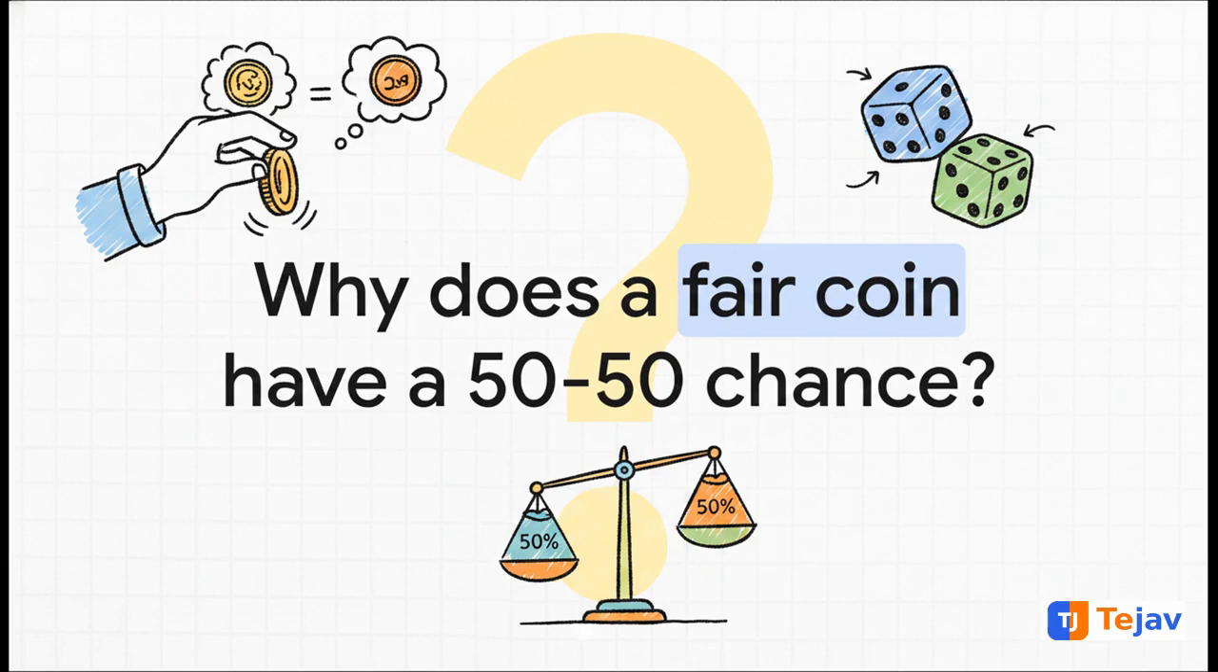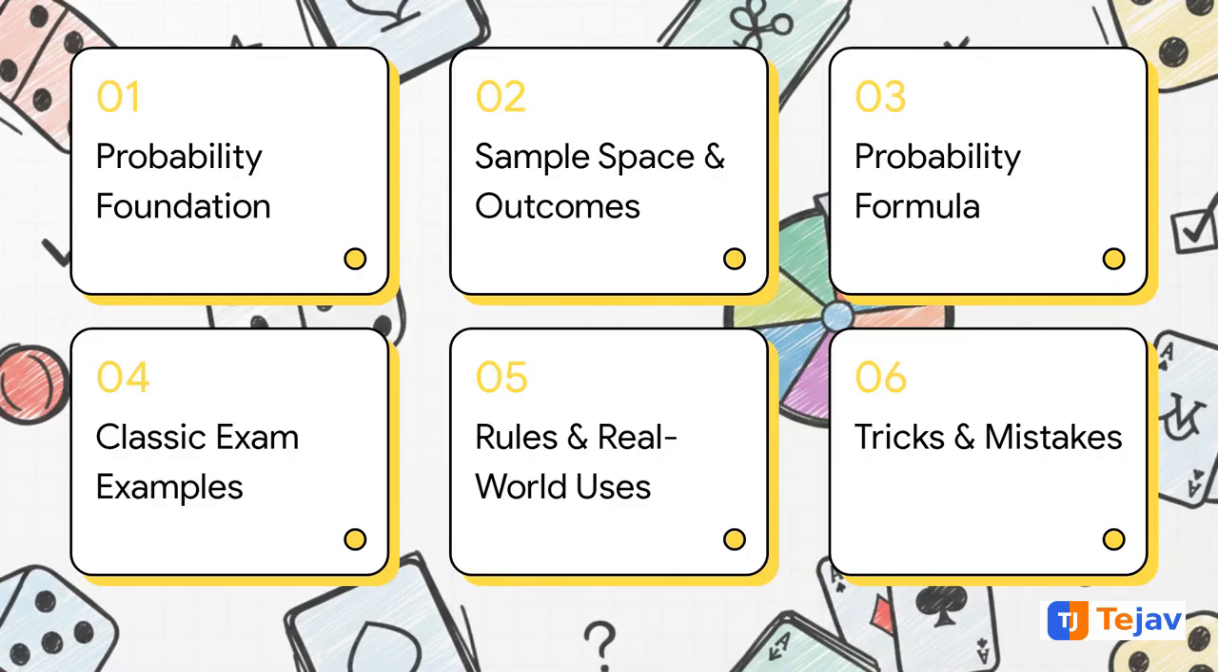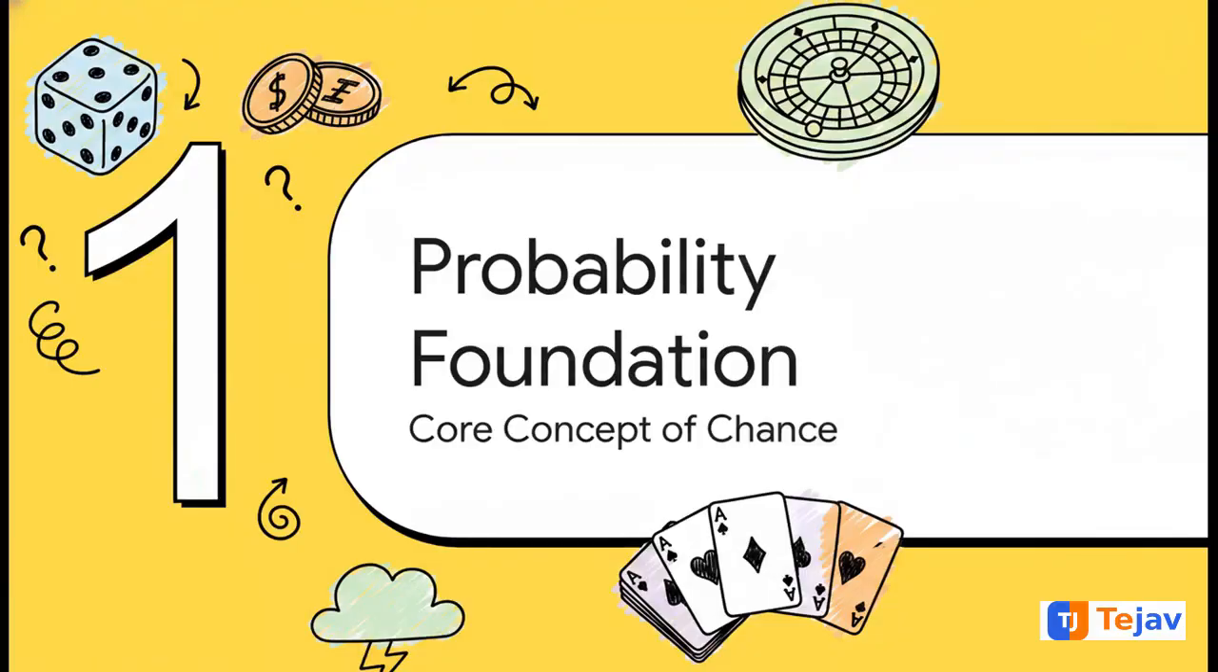visual way possible. Here's our quick roadmap for today. We'll be covering the probability foundation, mapping out sample space and outcomes, unlocking the golden probability formula, solving some classic exam examples, looking at rules and real-world uses, and wrapping up with exam tricks and common mistakes. All right, let's dive into Section 1, the probability foundation. We're looking at the core concept of chance.